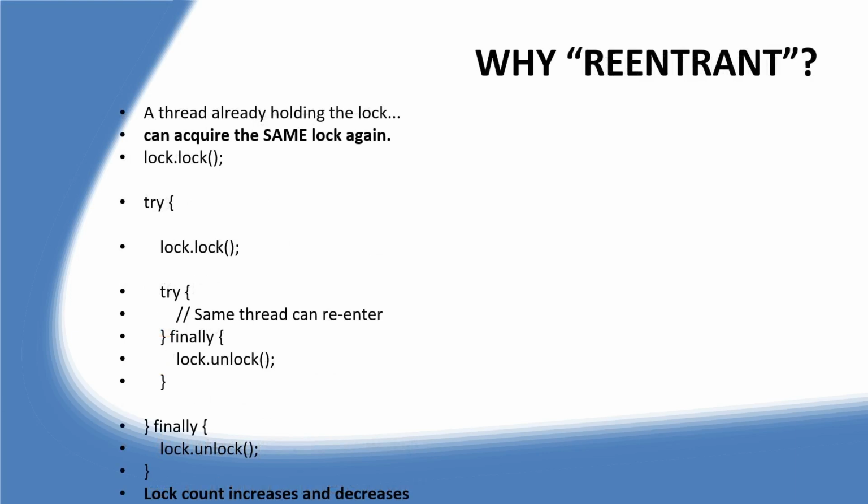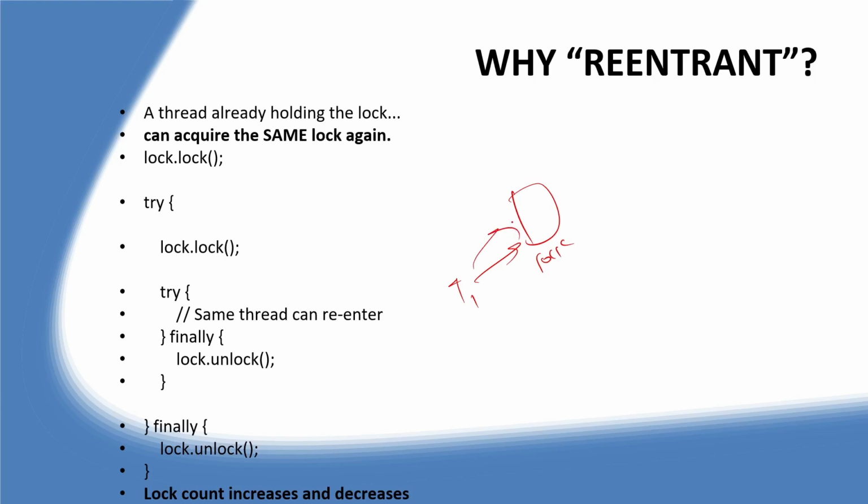Now, you may be wondering why it is called ReentrantLock. What is the meaning of this ReentrantLock? Reentrant means that a thread that already owns the lock can acquire that same lock again. That's why the name is reentrant. Let's say there is one lock acquired by one thread. So this T1 is already owning this lock, and it can reacquire the same lock again.